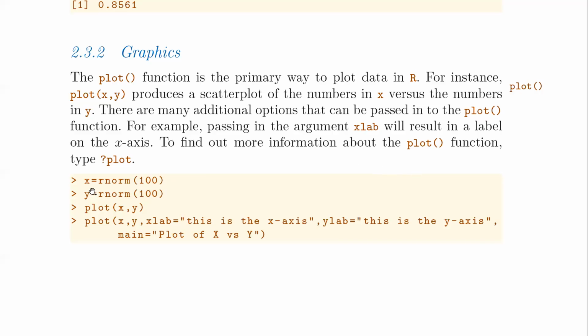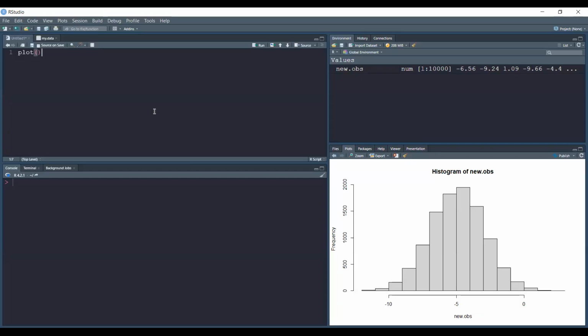Right. So look, we're going to generate 100 numbers following the standard normal distribution, a further 100 from the standard normal distribution. We're going to plot, and instead of just saying plot(x, y), you could say xlab, this is the x-axis, ylab, this is the y-axis, and the main title. And it's in inverted commas because it's text, it's a string. So let's do it very quickly.